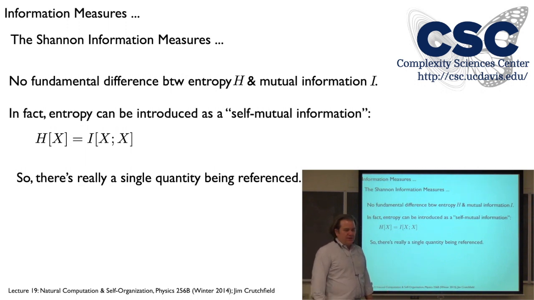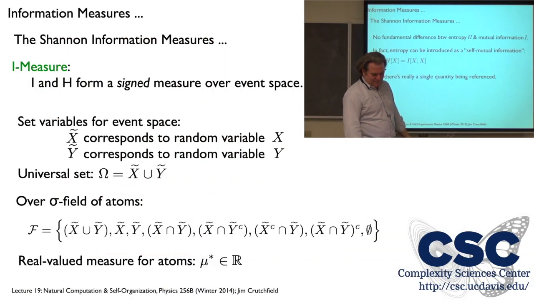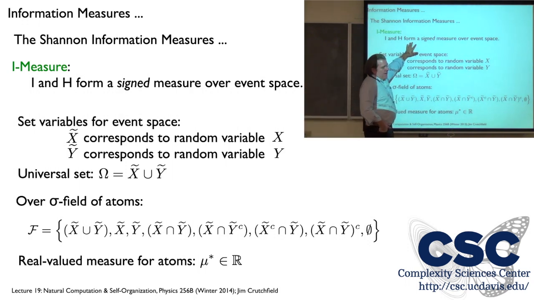So there's really just this single quantity being referenced here. The notation comes from the use context they were introduced in, but it's not really fundamentally different. Okay, so this information measure, it turns out, now for some of the mathematical definitions and a theorem or two, these information measures form what's called a signed measure over event space.